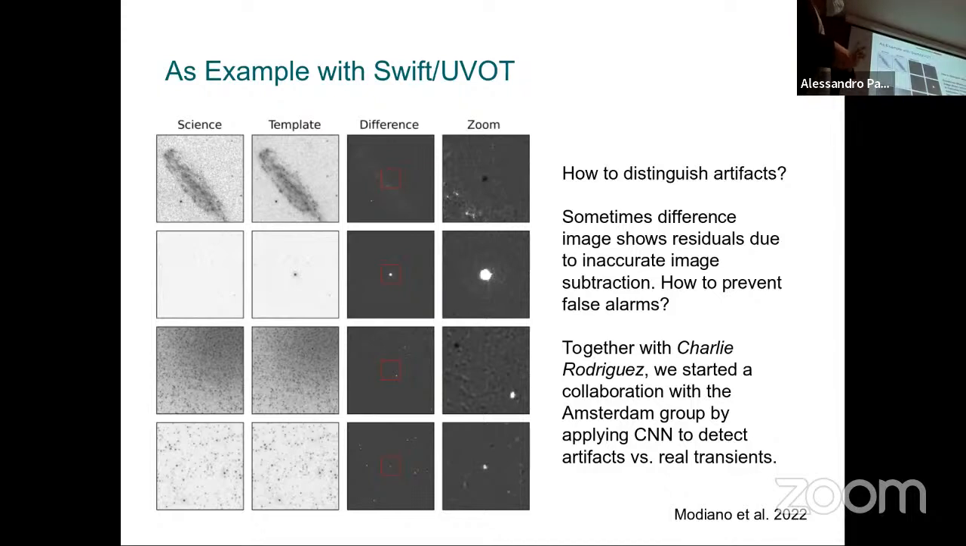Then we stopped because we had a problem with having the raw data, but now maybe we can start again. But together with Charlie, this is an example of what one can do, which is how to distinguish artifacts. So the idea was to create a convolutional neural network model where you look at thousands of images, where you have real transients and you have artifacts, train the model, and basically flag the false positives, hoping to reach a certain accuracy, say above 90% or so.